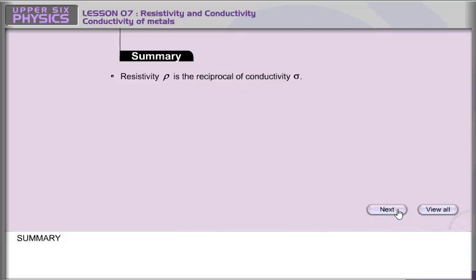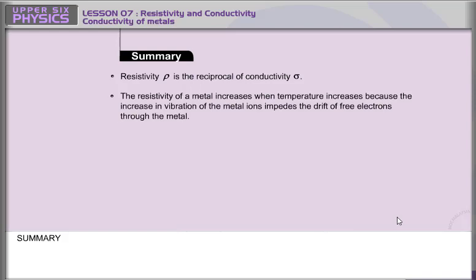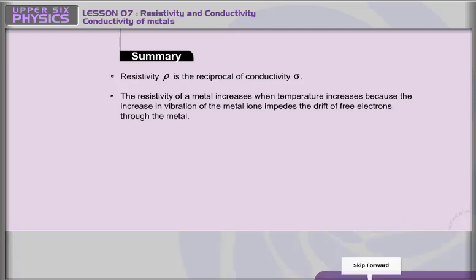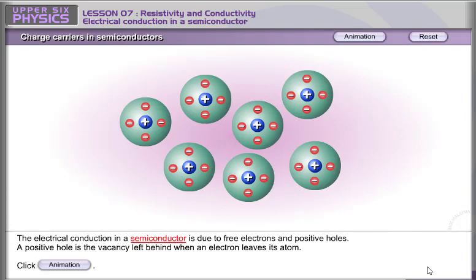Resistivity ρ is the reciprocal of conductivity σ. The resistivity of a metal increases when temperature increases because the increase in vibration of the metal ions impedes the drift of free electrons through the metal. The electrical conduction in a semiconductor is due to free electrons and positive holes. A positive hole is a vacancy left behind when an electron leaves its atom.